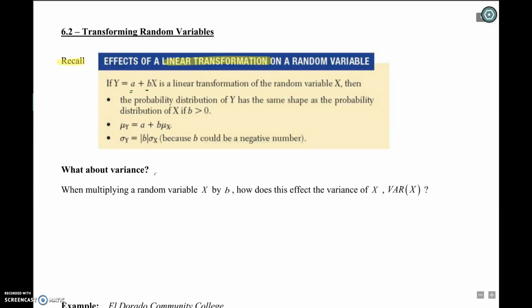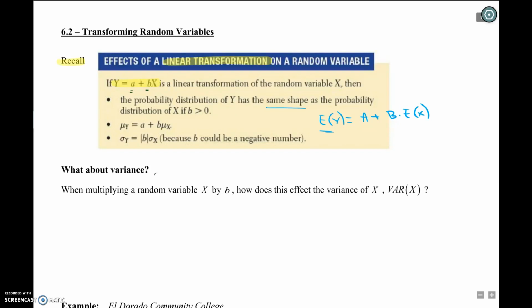Well, doing a linear transformation on a data set is no different than doing a linear transformation on a random variable. So basically, when you multiply a random variable by b and add a, the probability distribution of y has the exact same shape as the probability distribution of x, and the mean of your y's is going to be a plus b times the mean of your x's. Or in terms of expected values, the expected value of my y is going to be a plus b times the expected value of my x's. Okay, remember the expected value and the means are the same thing.